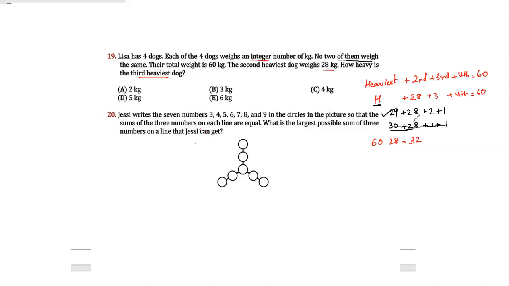So this option is not possible. So the only option that will fit in is this. So they're asking how heavy is the third heaviest dog? So the third heaviest dog has to weigh 2 kg. So my answer will be option A, which is 2.